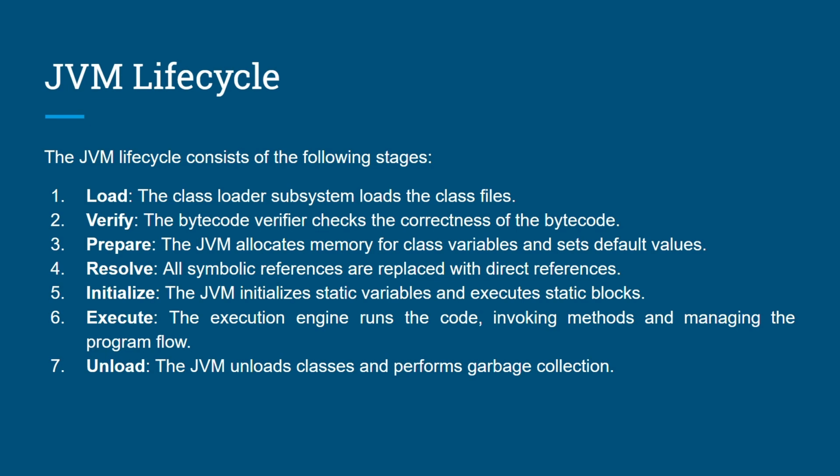Fifth, initialize. Execute static initializers and assign actual values to static variables. Sixth, execute. The execution engine, interpreter or JIT compiler, compiles the bytecode into native machine code and executes it. Seventh, unload. Classes that are no longer needed are unloaded from memory and the garbage collector reclaims memory.